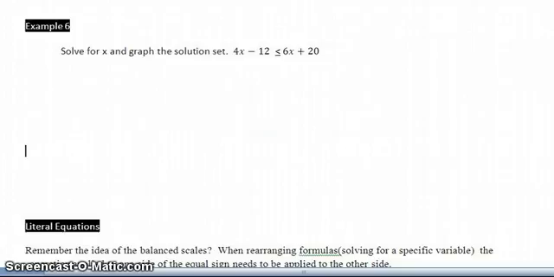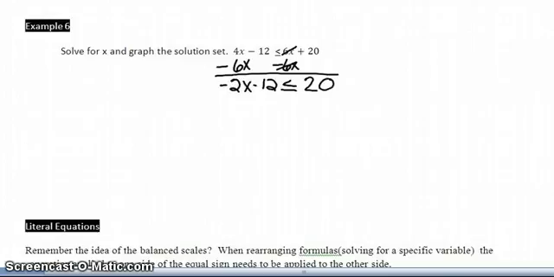We have 4x minus 12 is less than or equal to 6x plus 20. We can either subtract 4x from both sides or subtract 6x from both sides. It really doesn't matter which way you do it, but because I like my variables on the left, we're going to do it this way. So I have 4x minus 6x. So I have negative 2x minus 12 is less than or equal to 6x and negative 6x drop out, and I'm left with 20 on the right side of that inequality.